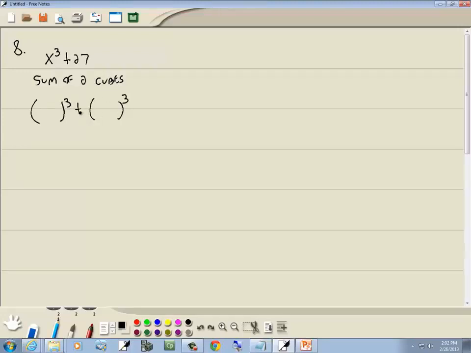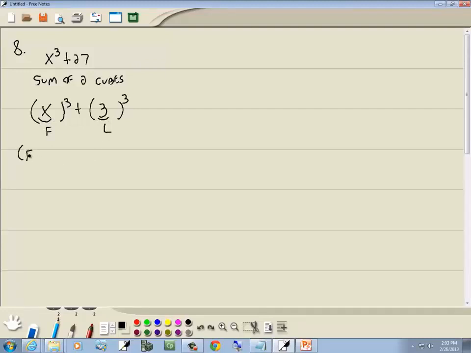This is similar to the difference of two squares, the kind of thought process. But instead of asking ourselves what times itself gives you this, you ask yourself what times itself three times gives you this. Like x to the third. x times x times x gives us x to the third. And the 27: 3 times 3 times 3 gives you 27. Now I'll label this as F for what's in my first set of parentheses. I'll label this as L for what's in my last set of parentheses.